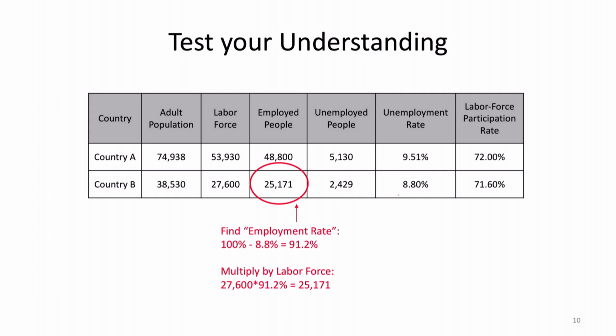So notice that we have the unemployment rate and we have the labor force participation rate. So we simply take 100 minus the unemployment rate of 8.8%, and the remaining amount is going to be our employment rate, or 91.2%. So we take 91.2%, the percentage of people that are employed in our labor force, multiplying it by the labor force, and that tells us that the total number of employed people is going to be 25,171.